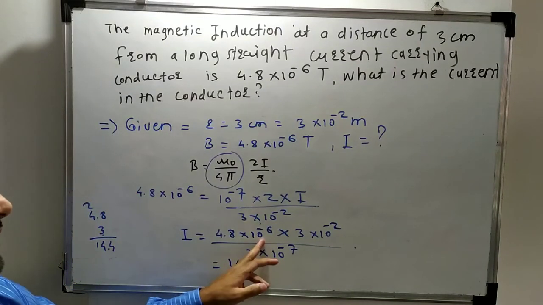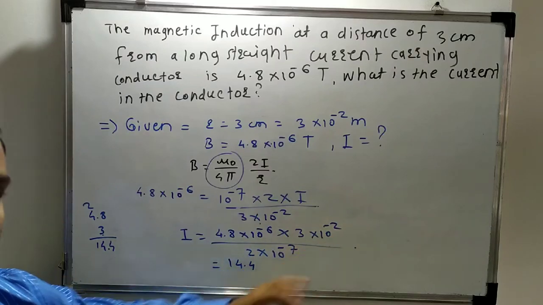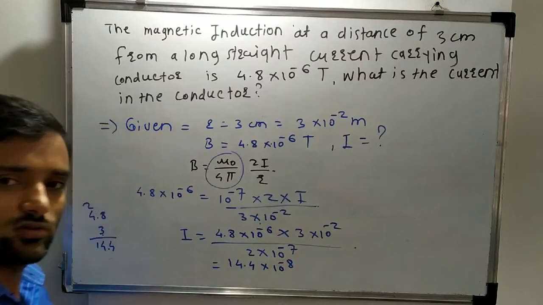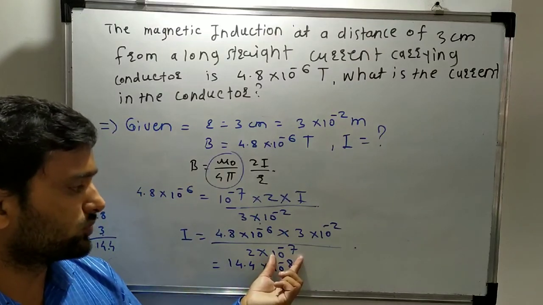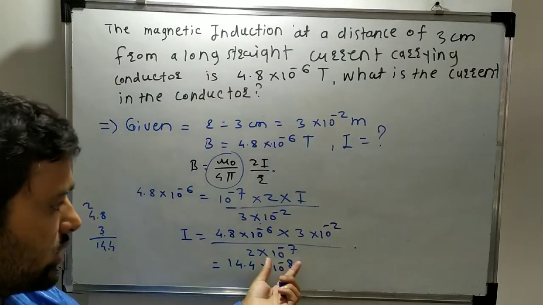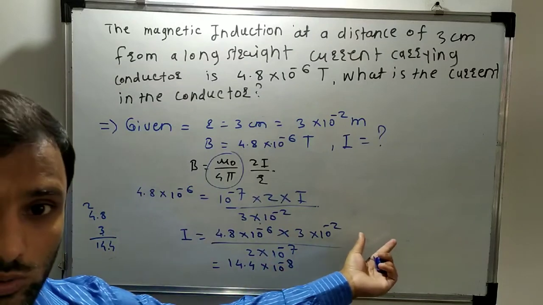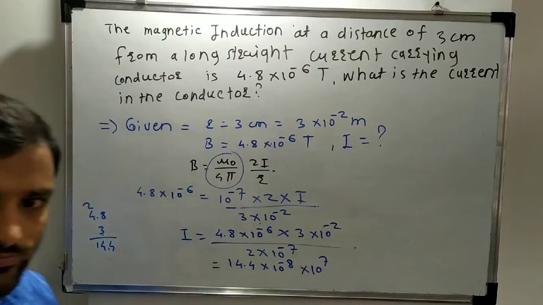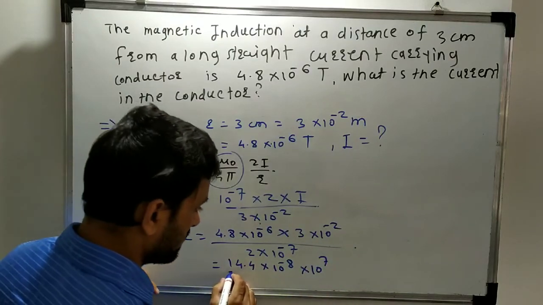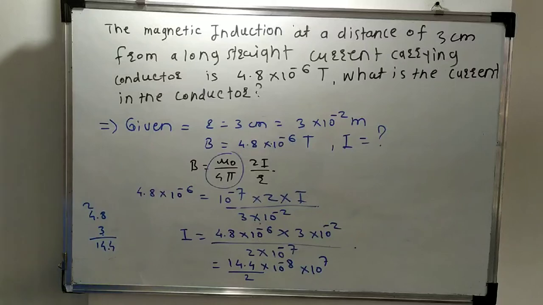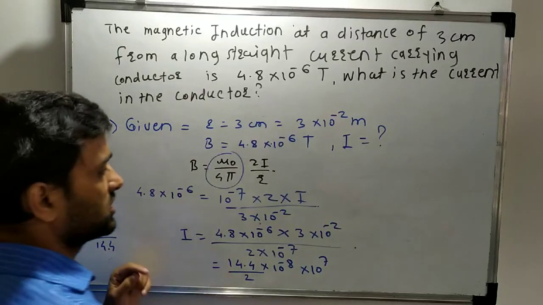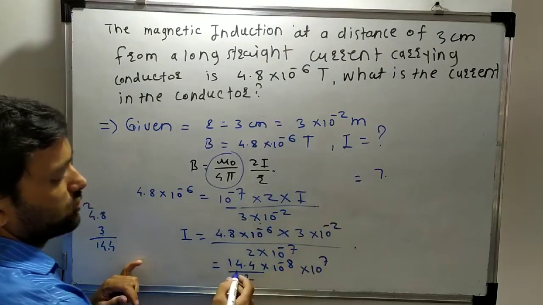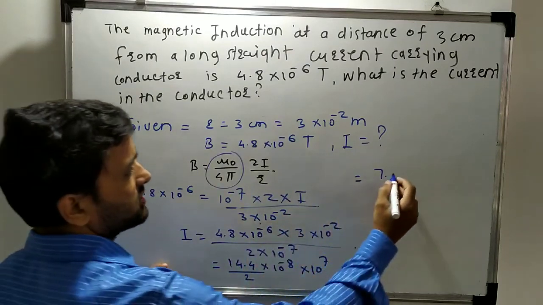What about 10 raised to minus 6 into 10 raised to minus 2? It becomes 10 raised to minus 8. If you are writing this 10 raised to minus 7 in the numerator, then we should write 10 raised to plus 7, divided by 2. So what will happen? What is the half of 14.4? It is 7.2.